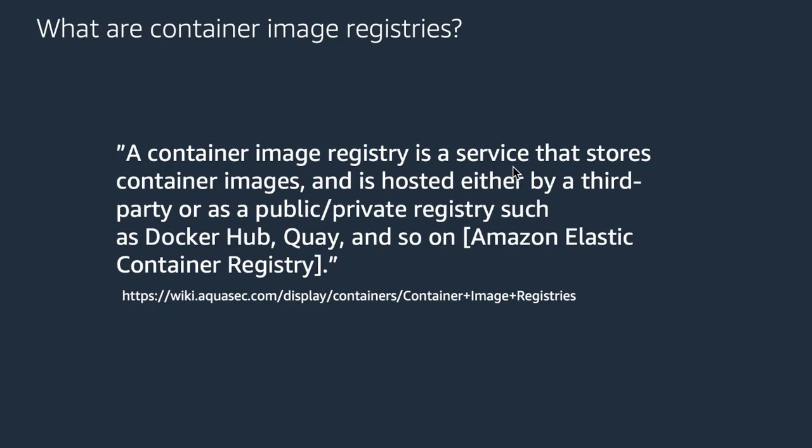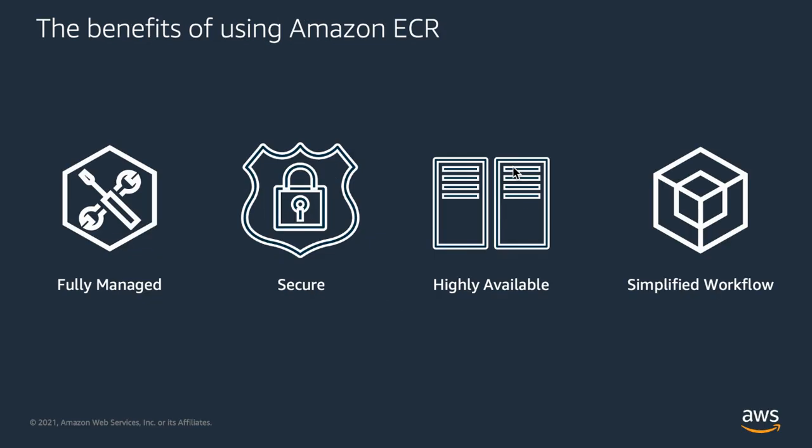So container registries. As the definition states, a container image registry is a service that stores container images and is hosted either by a third party or as public or private registries such as Docker Hub, Quay, or Amazon ECR. Amazon ECR is a fully managed service, so you don't have to worry about where to host or deploy. You just need to get on with your job, the business outcome you're trying to drive. You don't have to worry about the underlying infrastructure.